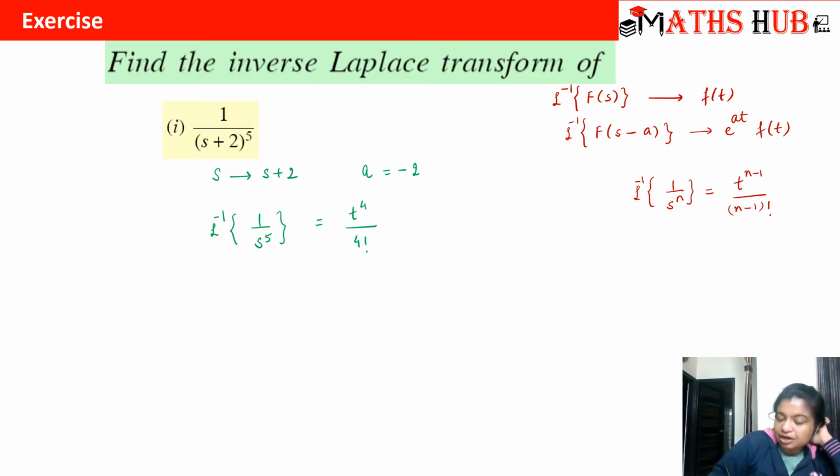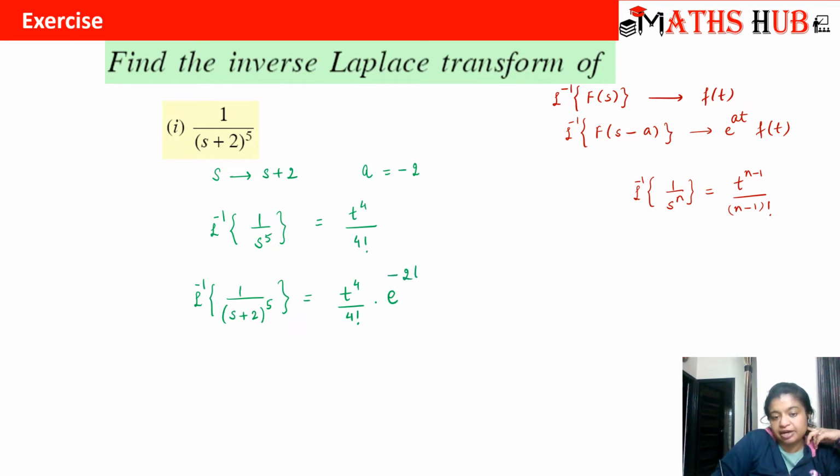Okay. So now, if s is getting shifted to s plus 2, what will happen? The function f of t will get multiplied by e raised to power at. So we have identified what a is. So what will be Laplace inverse of 1 upon s plus 2 whole raised to power 5? It will be t raised to power 4 by 4 factorial multiplied by e raised to power minus 2t. You will simply multiply the function with the exponential term, right?